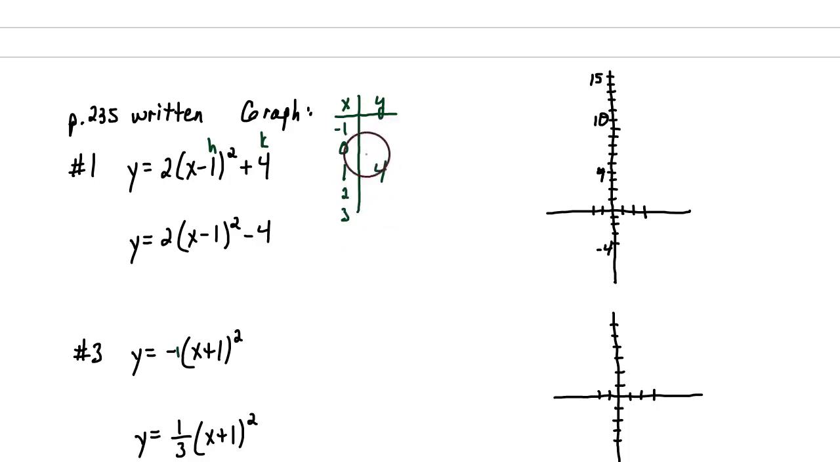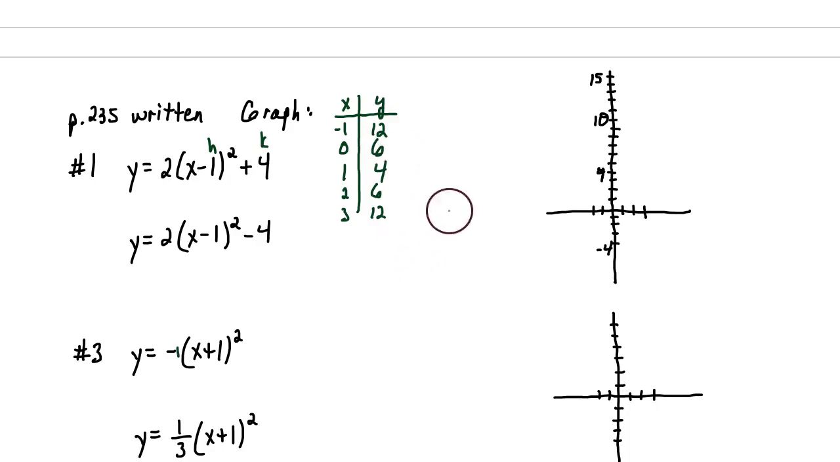Now find the y values that go with these x values. Let's substitute in 2. 2 minus 1 is 1. 1 squared is 1. 2 times 1 is 2, and 2 plus 4 is 6. If this turns out to be 6, then so is this. Now let's plug in 3. 3 minus 1 is 2. 2 squared is 4. 2 times 4 is 8. And 8 plus 4 is 12. And if this is 12, then so is this.